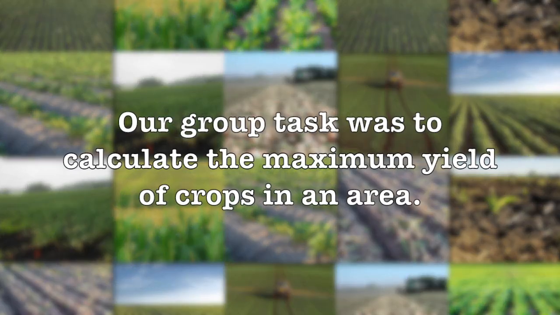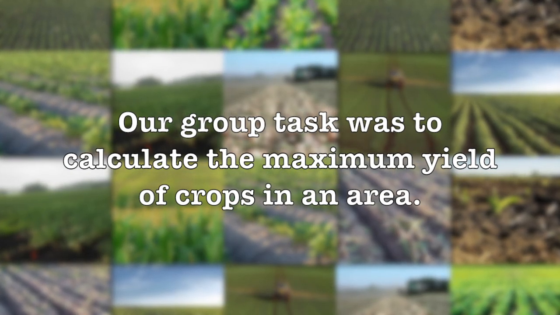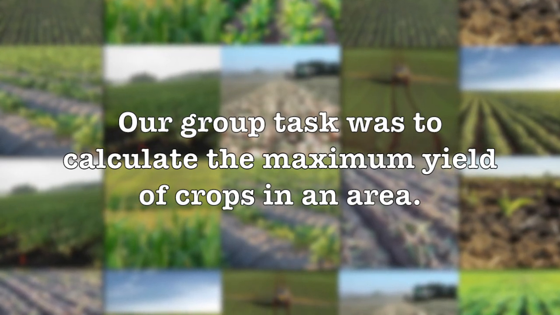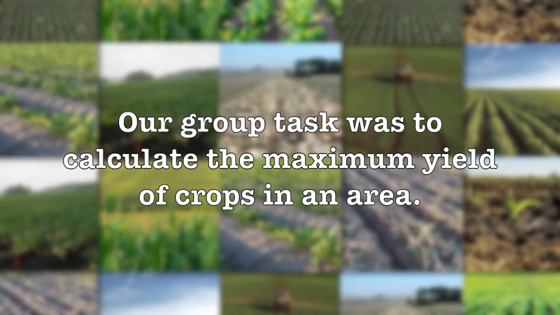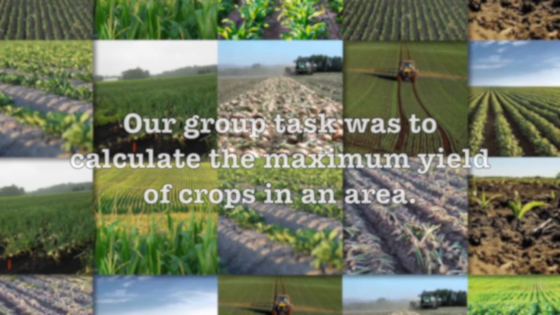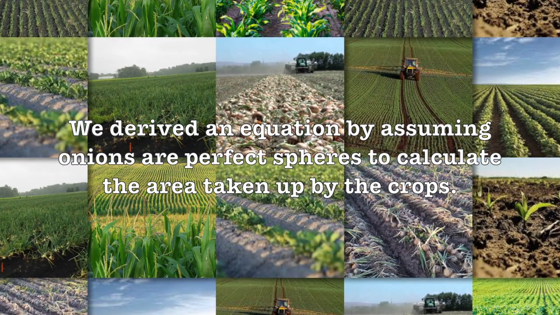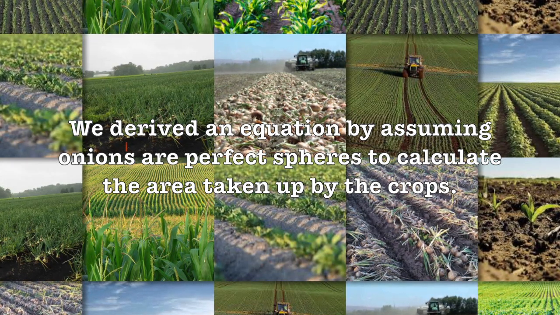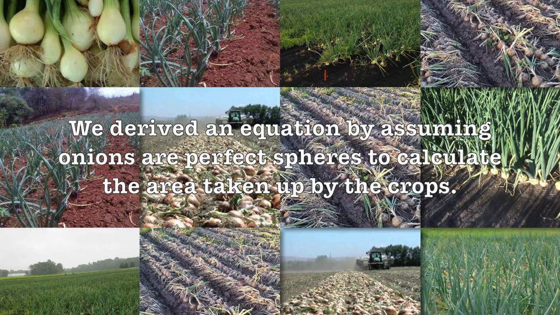Our task as a group was to calculate the yield of crops in a field such that the maximum yield was obtained. By choosing onions as our crop and by taking each onion as a perfect sphere, we thought that the areas would be easier to calculate, thus helping to form our equations. We derived an equation to create the shape of a logistic curve which represents population growth. We took this as a growth of biomass in an area.